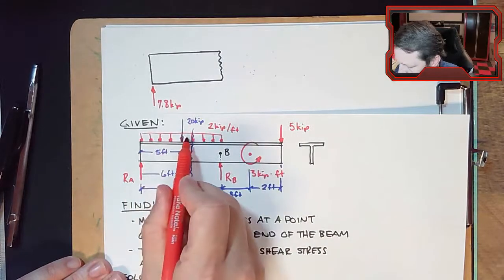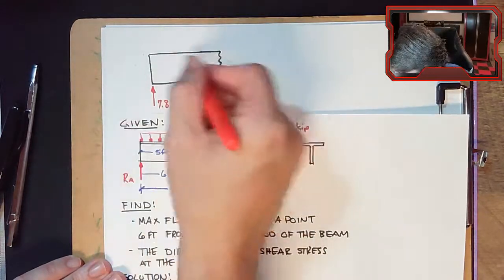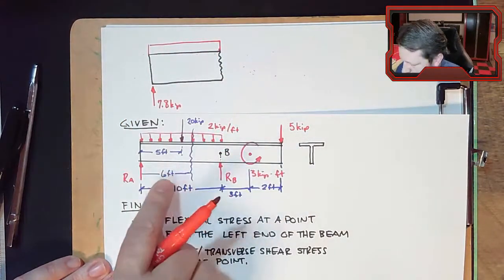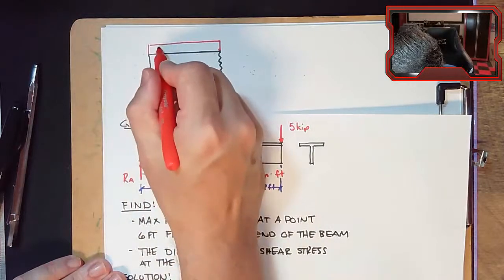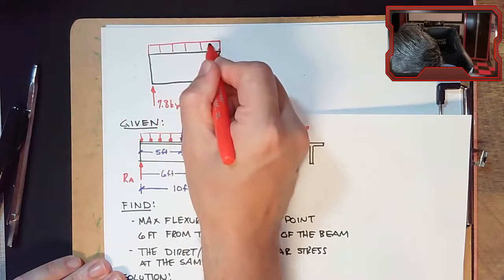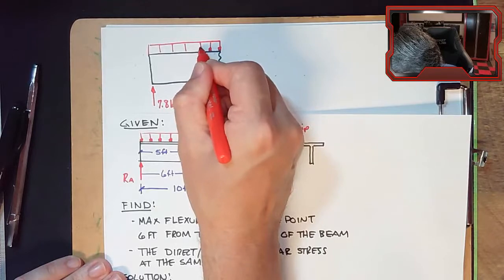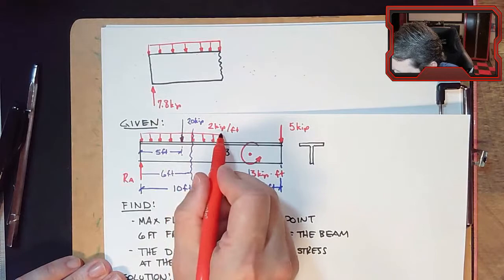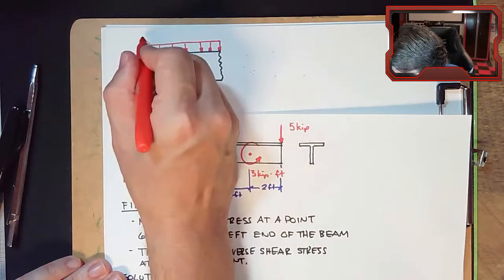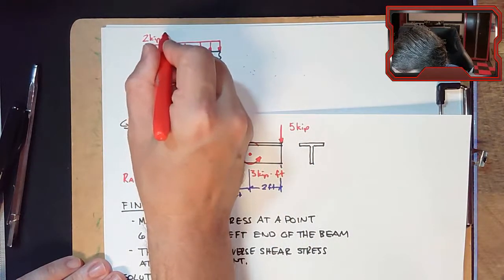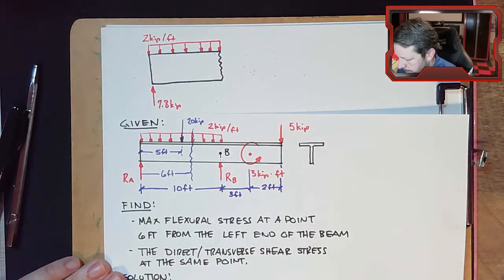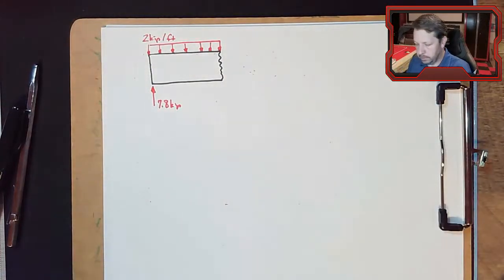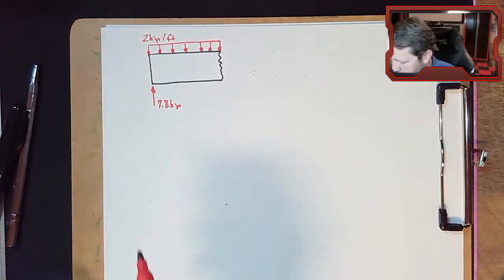We have this evenly distributed load across the top, so we're going to put that across here. We don't have all of it, but we have 6 feet of it. And it's still the same magnitude, 2,000 pounds per foot. And that's it, right? Only other thing are the internal shear force and internal bending moment.